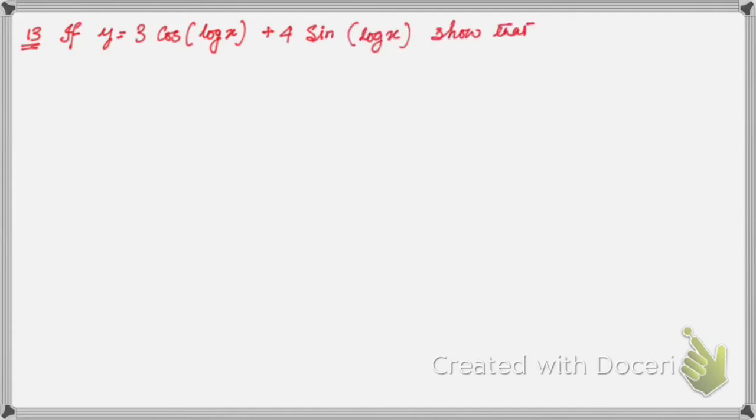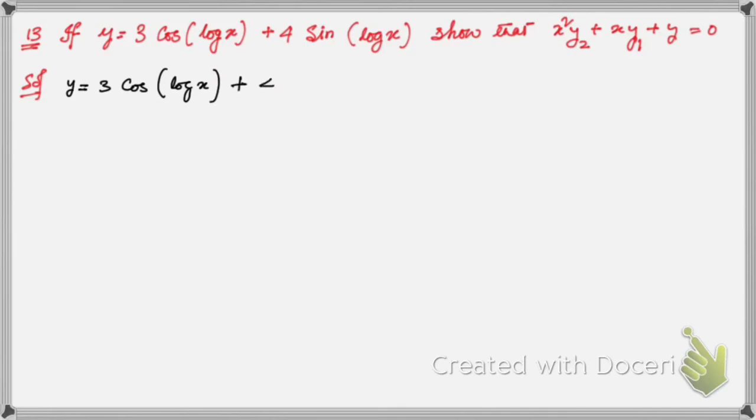Now let us solve question number 13. Here is the question: if y is equal to 3 cos of log x minus 4 sin of log x, then prove that x square y2, where y2 represents the second order derivative of y, plus x y1, where y1 represents the first order derivative, plus y is equal to 0. So here y is equal to, let me write the given function.